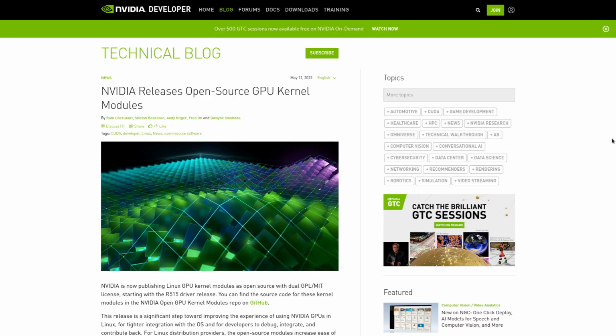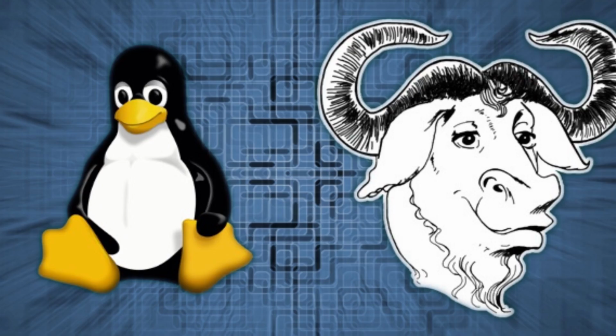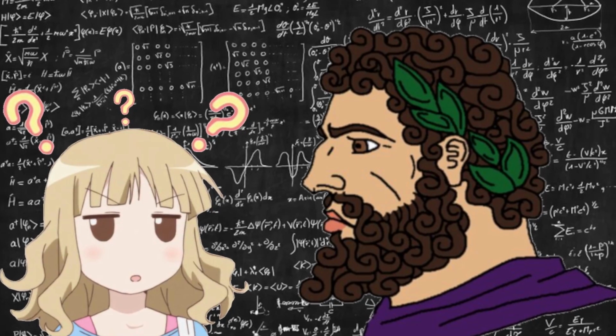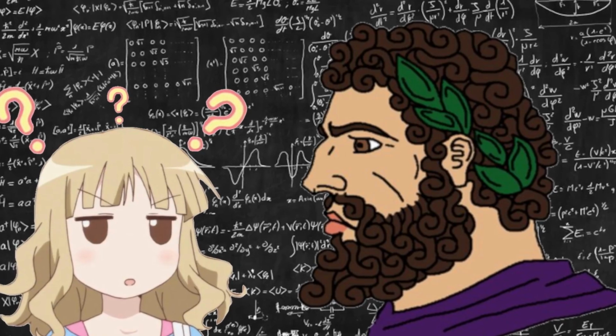The biggest day in the history of Linux since it linked up with GNU is here. NVIDIA has finally decided to open source their GPU kernel modules. Now let me break down what that means in case this sounds like Greek to you.